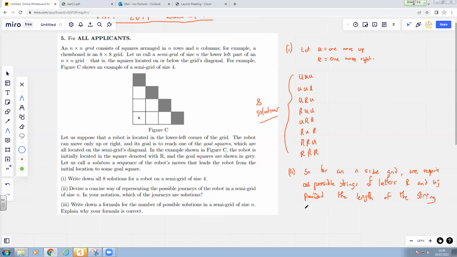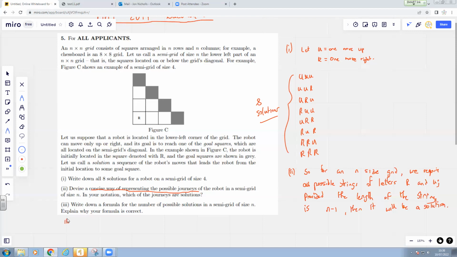These ones are very wordy questions. My concise way of representing the possible journeys is just using R and U. And I know that if it's of size n, then we will need n minus one moves. It doesn't matter whether we go up, right, up, or whatever. As long as there's n minus one moves, just like it was three moves here for a semi-grid of size four, we could have any string of length three that just has these two symbols U and R. That's perfect and they will all be solutions every single time.